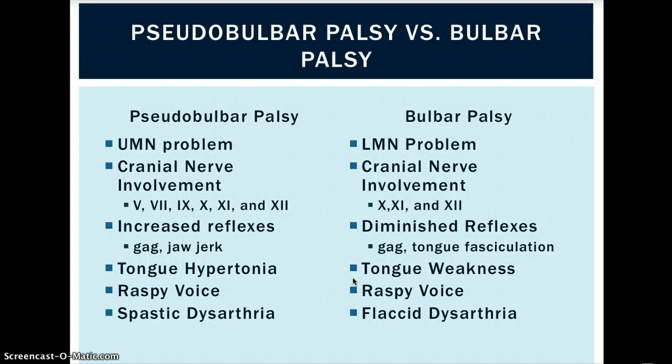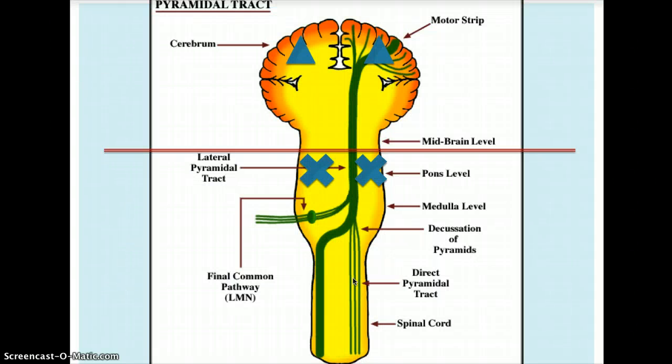We'll see diminished reflexes. There'll be tongue fasciculation, hypotonia is another way to put it. But raspy voice will also be associated with bulbar palsy as well due to the involvement of the vagus nerve, or cranial nerve 10. Bulbar palsy is associated with a more flaccid dysarthria. Again, I put these two X's here to show you that this is likely where the lesion will occur for bulbar palsy. Anything above the brainstem or very, very high in the brainstem will be associated with pseudobulbar palsy.